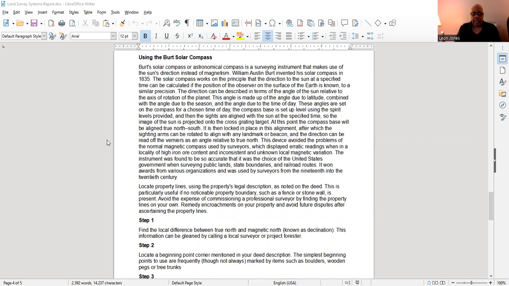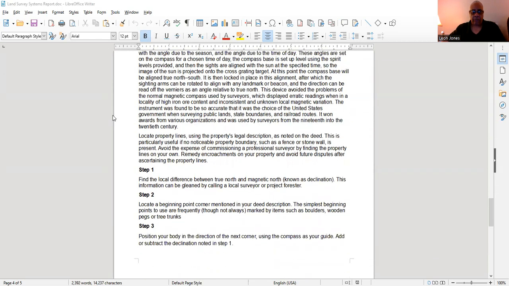So remedy encroachments on your property and avoid future disputes after ascertaining the property line. Again, here's what I would do if I was using the Burt Solar Compass. Find the local difference between true north and magnetic north. That's known as magnetic declination. This information can be gleaned by calling a local surveyor or a project forester.